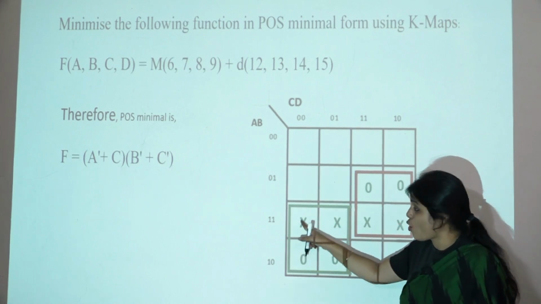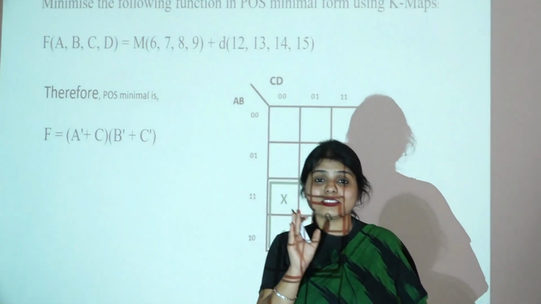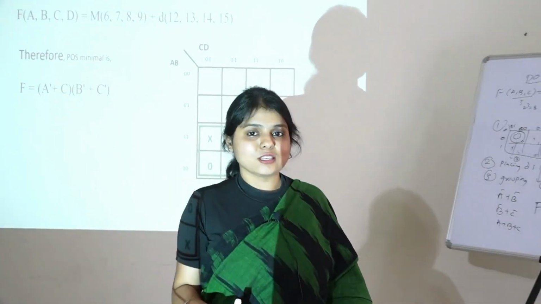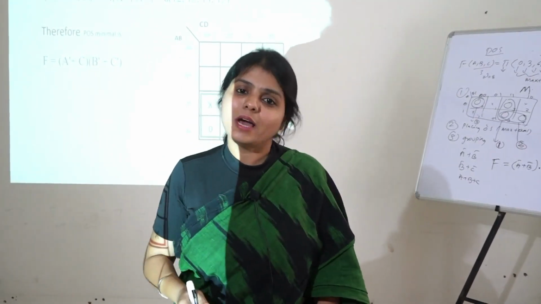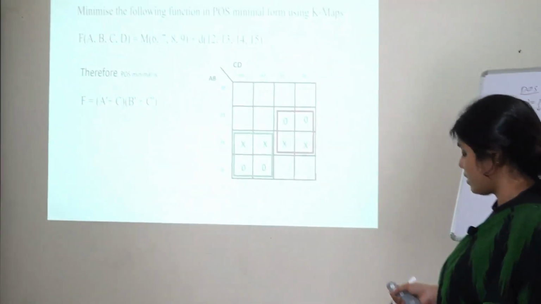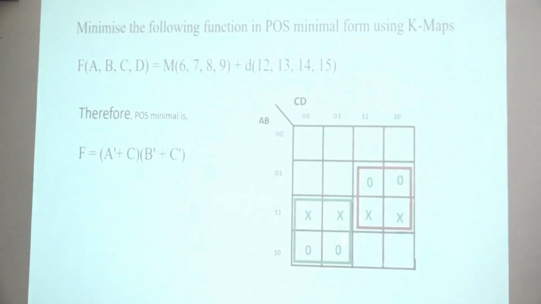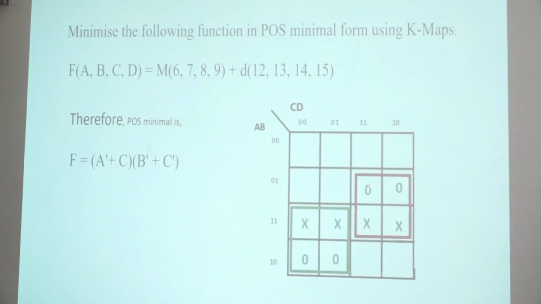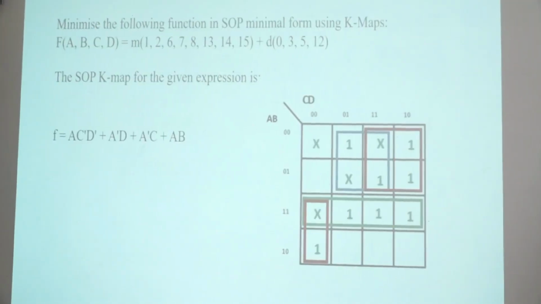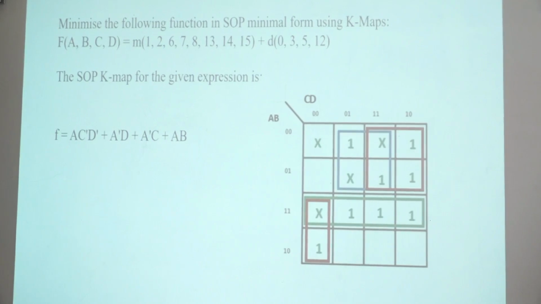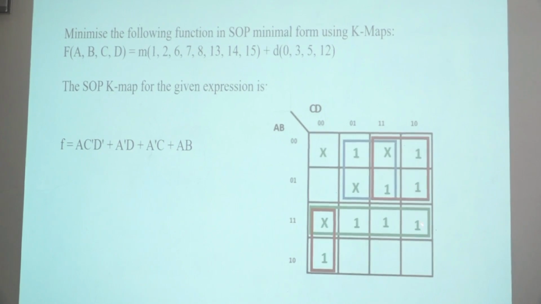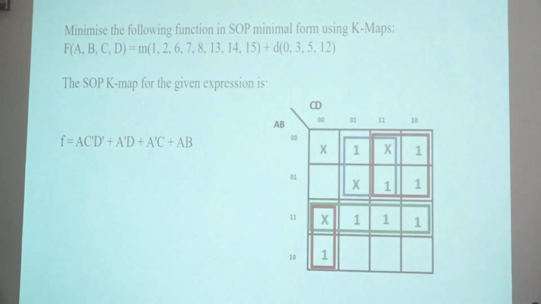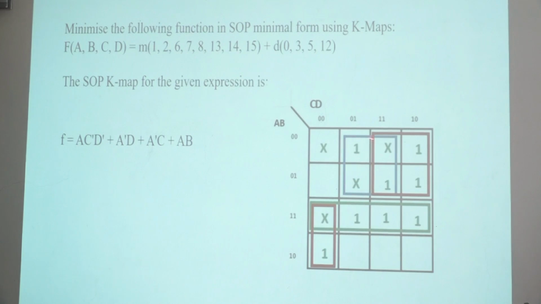Now, don't make all don't cares into quads. Don't try to increase the complexity. Try to reduce the complexity by using them in the way that you require them. Got it? So, I am using these don't cares here to make this pair into a quad, and this one to make this pair into a quad, such that I will get a reduced expression. Now, this is another example. I am using this don't care for this quad, this don't care for this quad, and this don't care for this quad. Got it?